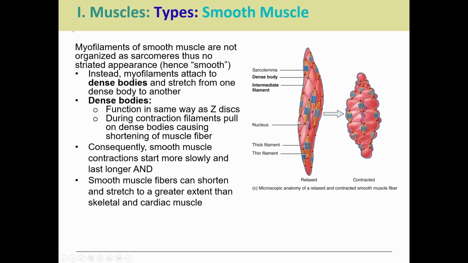They're really similar in terms of function to the Z discs of a sarcomere, which we'll talk about in a little bit. But because of the change in how they're designed, their contractions do start more slowly, but they last longer. And so that's a little different. They also can shorten and stretch more than skeletal and cardiac. So they're a bit more flexible in terms of their movement, but there's a trade-off. They have to be a little bit slower with their movement and their contraction.